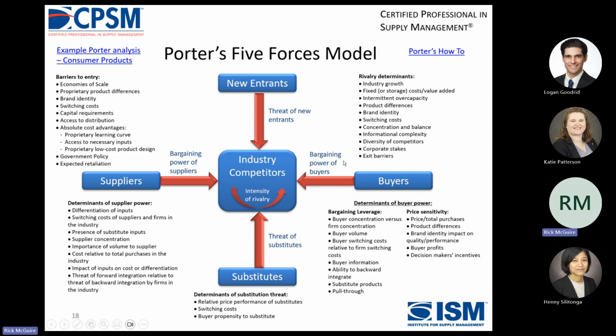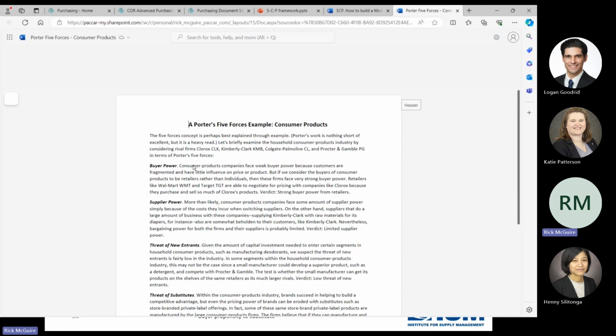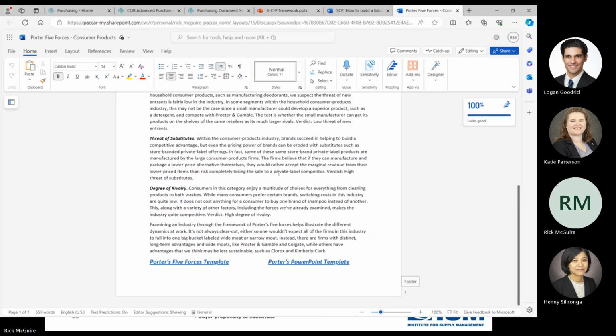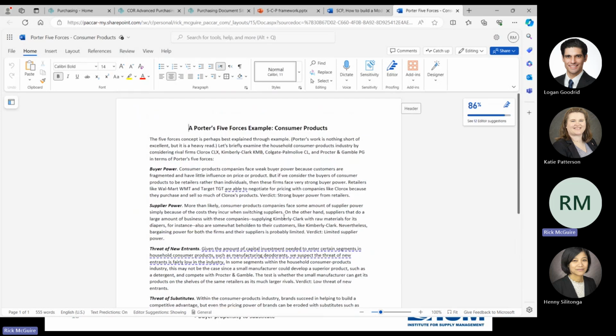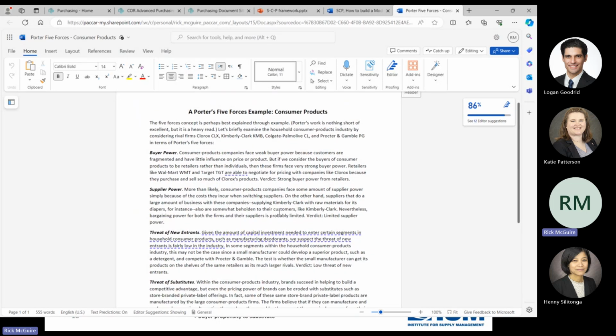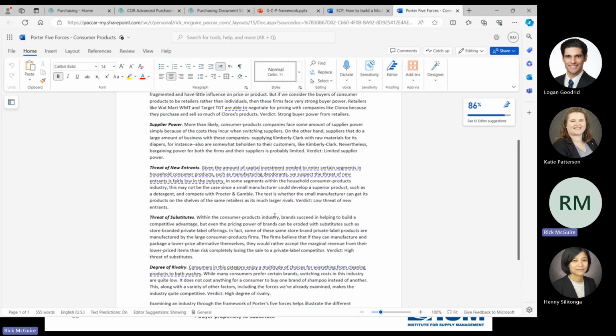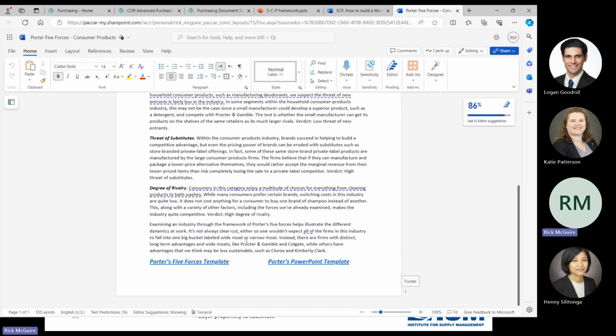Similar to that is the Porter's 5 forces model, which they teach in school a lot. Here's a how-to, and this one is consumer products. So this is an example of a Porter's 5 forces that's commercially done for a company called Value Line, which is a stock market company. And this is basically what it looks like. It's just paragraphs usually. Here's a template for both PowerPoint and Word that'll kind of give you more information on each of the areas.